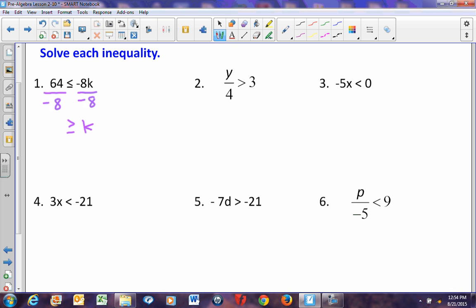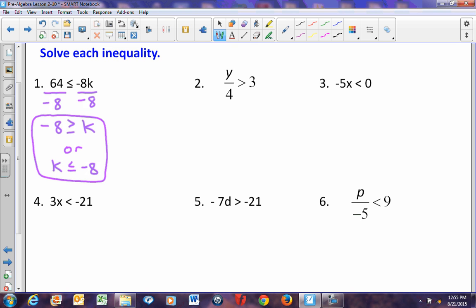It doesn't matter if I get a negative answer or a positive answer. I divided by a negative number, so my inequality sign switches. So I get negative 8 is greater than or equal to k, or the way I prefer it, k is less than or equal to negative 8. And we're not going to graph these now.